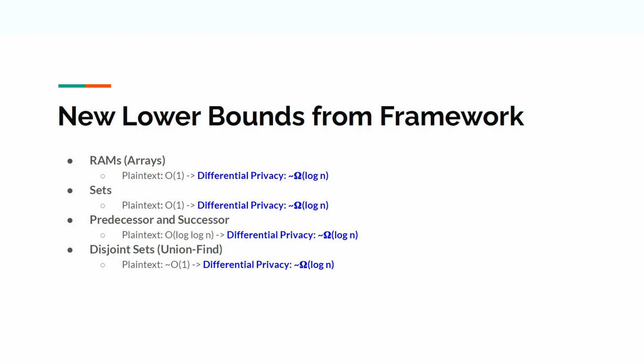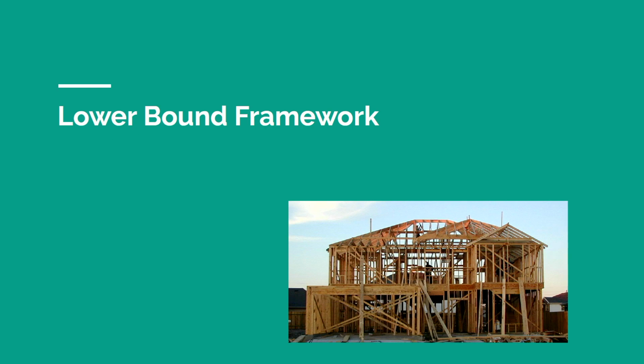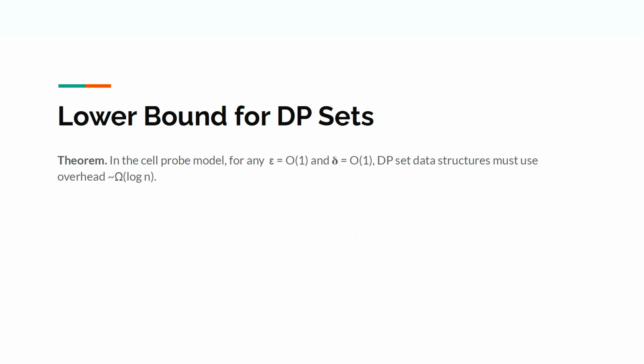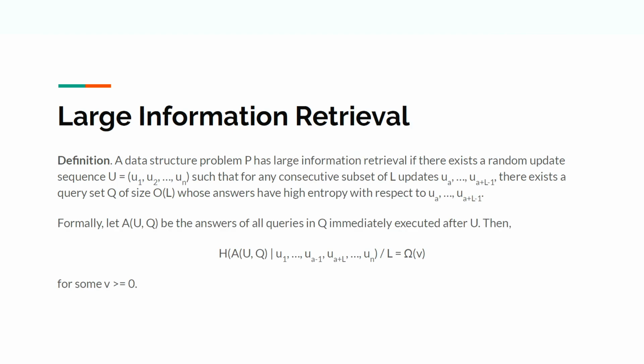All right, so I'll explain to you guys the lower bound framework. I gave you the two conditions at a very high level, and I'm going to go into them in more detail. To do this, I'm going to show you how to use our framework for a specific example of proving logarithmic lower bounds for differentially private sets. So again, this is the lower bound that we prove. Essentially, we prove that in the cell probe model, differentially private set data structures require logarithmic overhead, regardless of the choice of B and W. And how we're going to go about proving this is exactly like I said, just prove the two conditions.